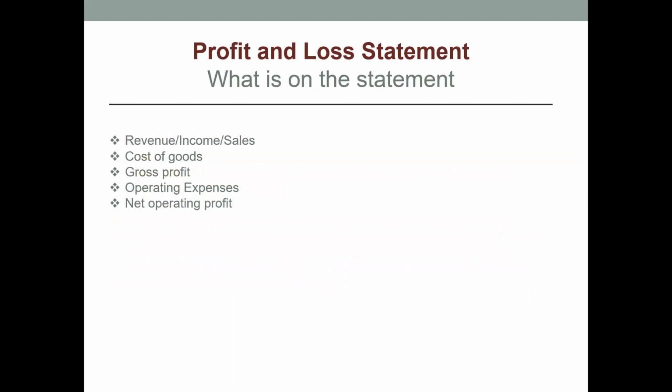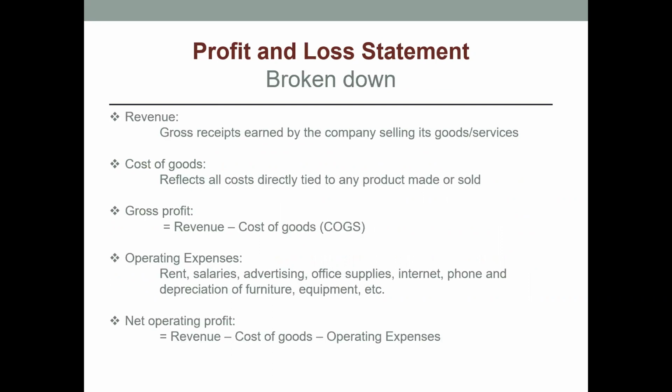On a profit and loss statement, or P&L, there is revenue, income, sales, cost of goods, gross profit, operating expenses, and net operating profit. Let's break down the categories on this statement. We have revenue, which can consist of gross receipts earned by the company selling its goods or services. Cost of goods reflects all costs directly tied to any product made or sold.